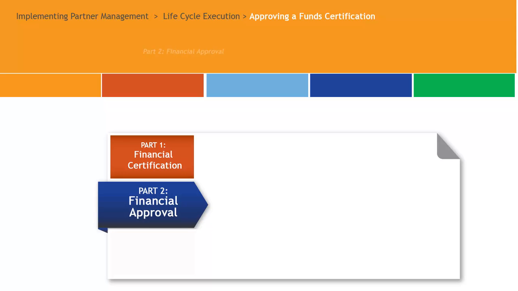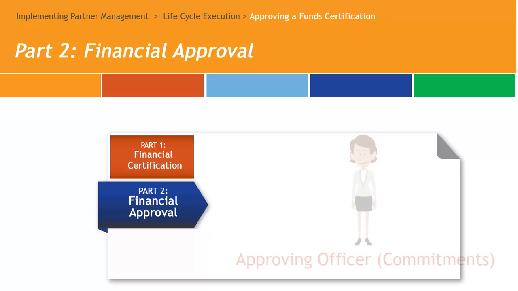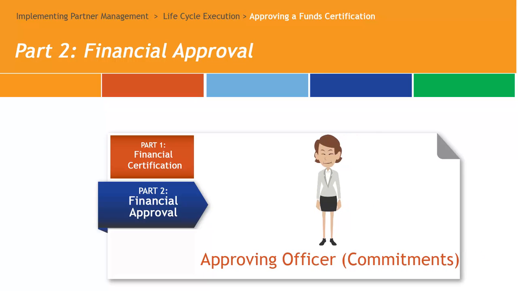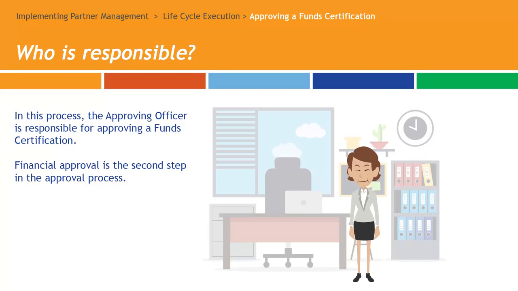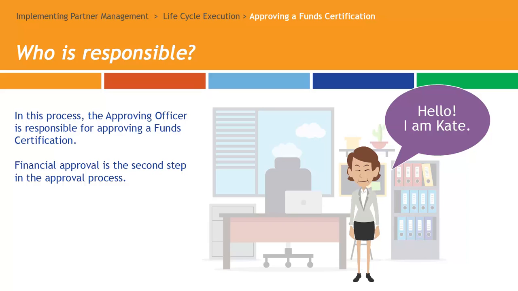Goodbye. Now that the program officer has completed the financial certification, we will move on to talking about the role of the approving officer. In this process, the approving officer is responsible for approving a fund certification. Financial approval is the second step in the approval process. Hello, I am Kate, the approving officer.